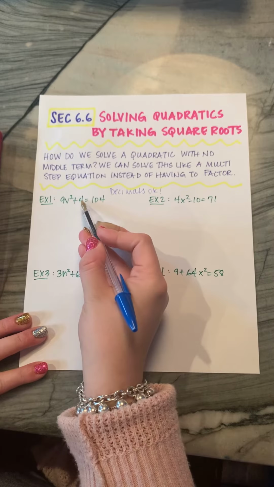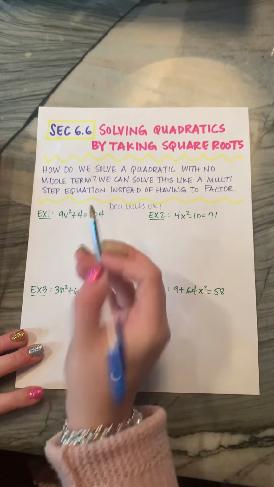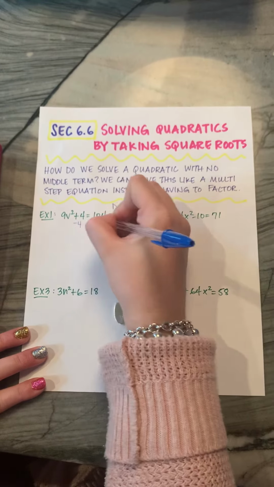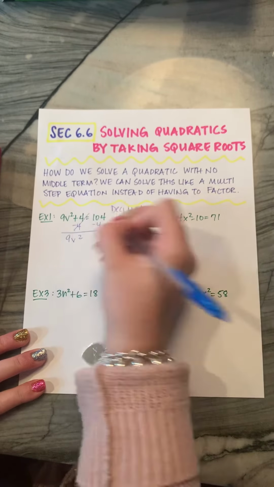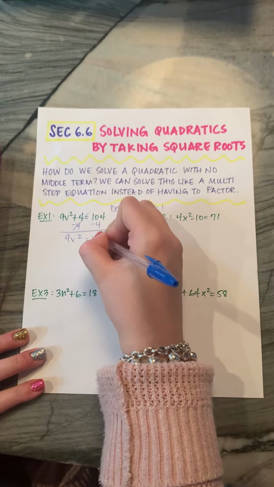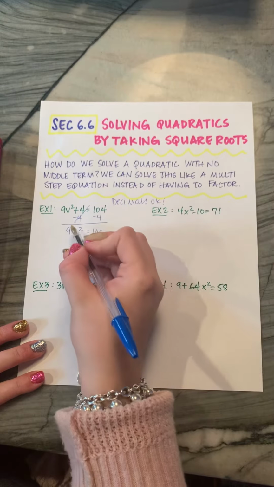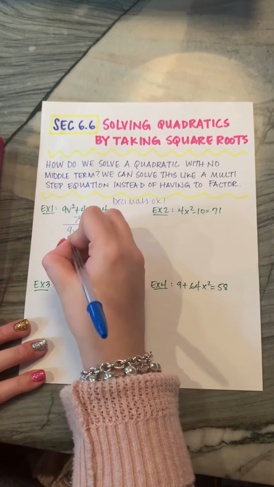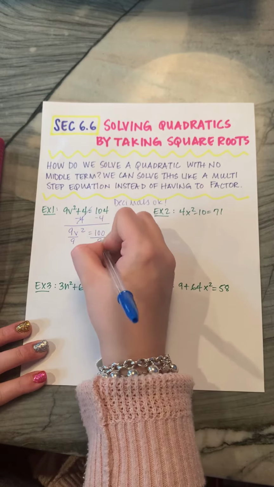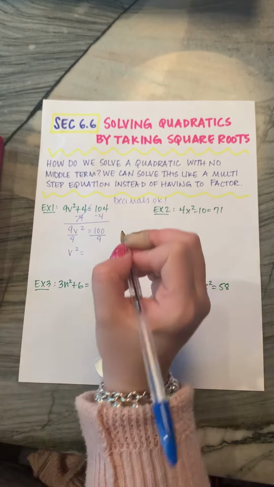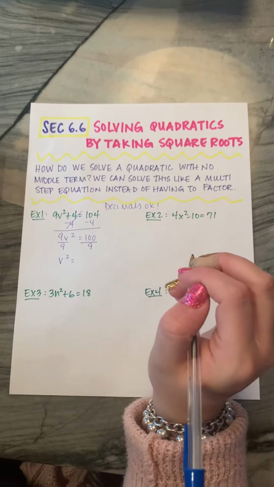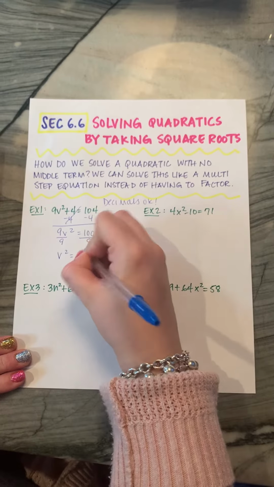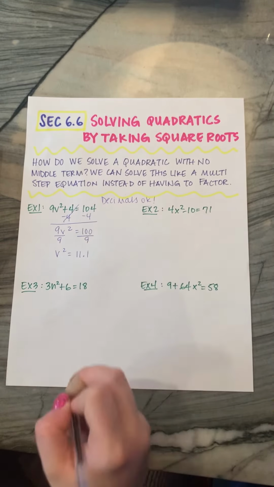The first thing we should do is get rid of the number not attached to the variable. So that's the plus 4. So to get rid of a plus 4, we will subtract 4. We'll get 9v squared equals 100. Then the next thing we should do is divide by the number in front of the variable, so we're going to divide by 9. Now since 100 does not divide by 9 nicely, we're going to get a decimal. And let's just always round these to one number after the decimal point. So 100 divided by 9 is 11.1.